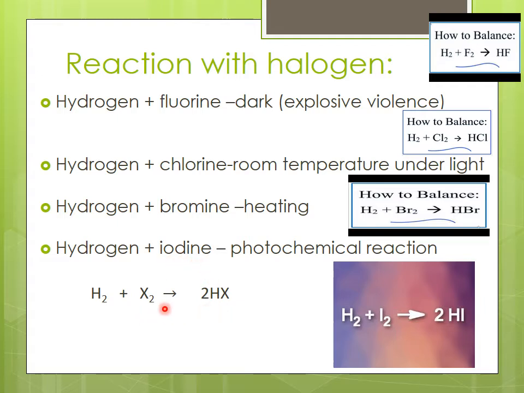So this is the general equation. Hydrogen H2 plus the halogen, which can be represented by X, and halogens are always diatomic, so it is represented as X2. So H2 plus X2 gives 2HX.